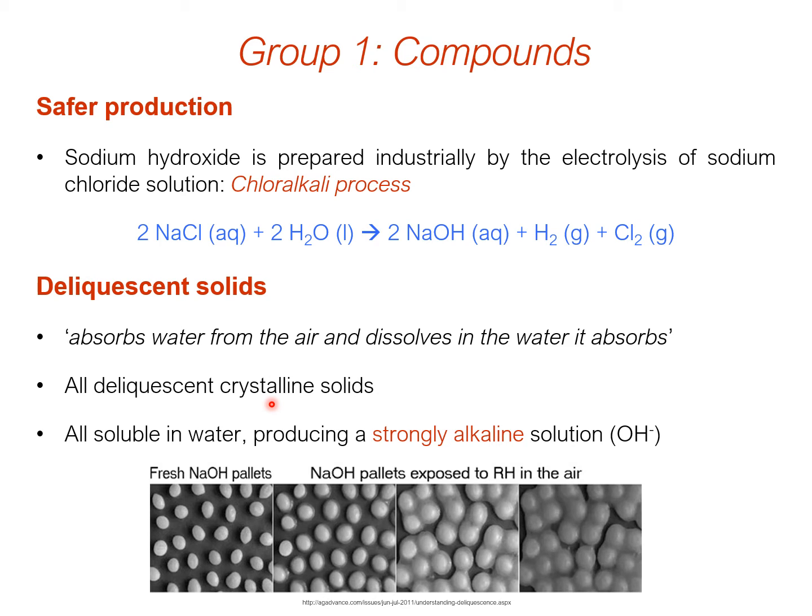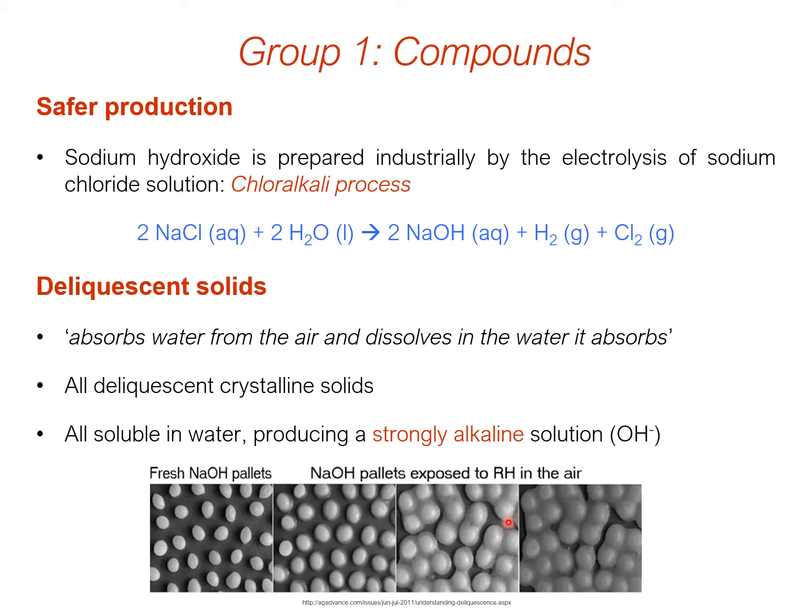And these hydroxides are what's called deliquescent solids. So when we get them in the lab, this is what they look like. They're formed into pellets. Potassium hydroxide is exactly the same as this. They look like these little pellets, but very, very quickly this happens to them. And this is because they absorb water from the air, and the water that they absorb also dissolves them. So this is the meaning of deliquescent. And all the hydroxides of group 1 are like this.